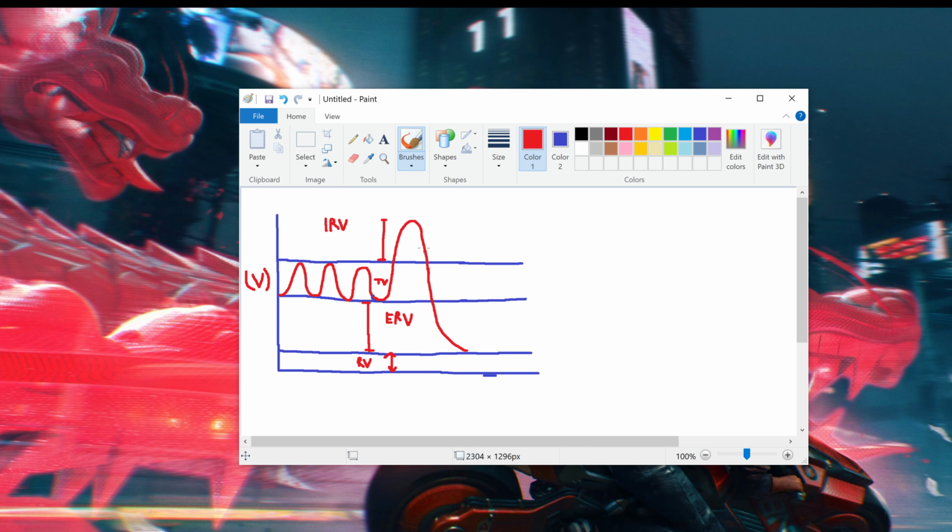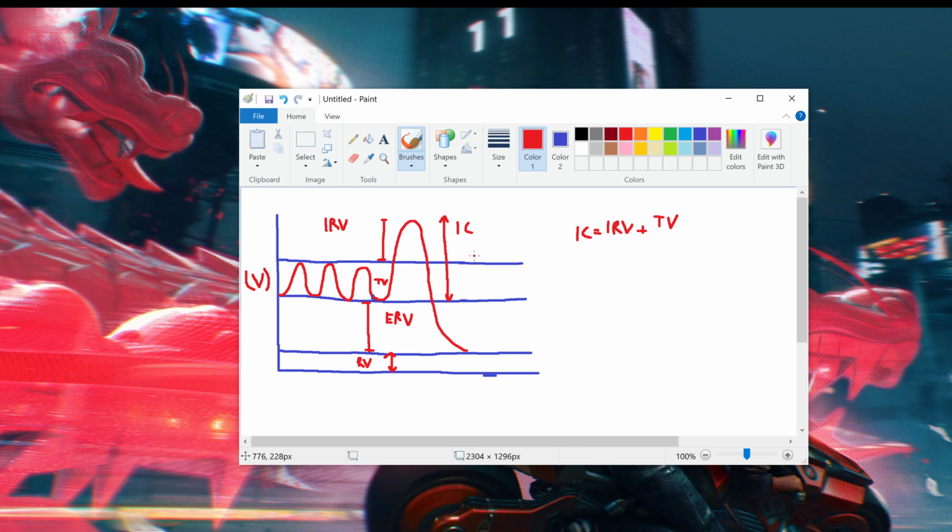Now let's look at capacities. The first capacity I'm going to go over is inspiratory capacity. This looks like this. It's this range. This is the inspiratory capacity. It's basically the sum of inspiratory reserve volume and tidal volume. So it's the maximum volume of air that can be inhaled from a resting state. The formula for this is IC equals IRV plus TV, that's tidal volume.